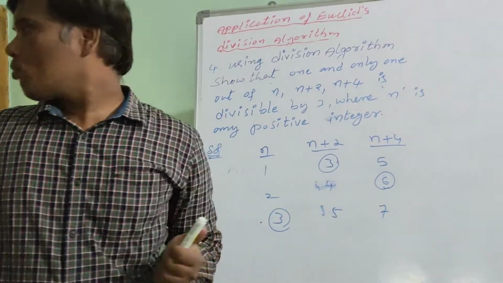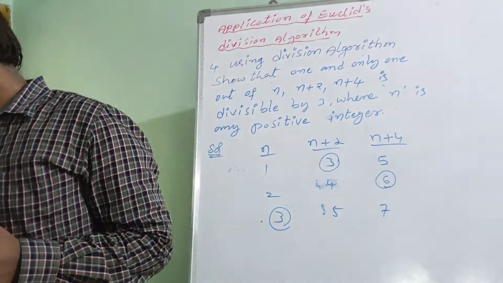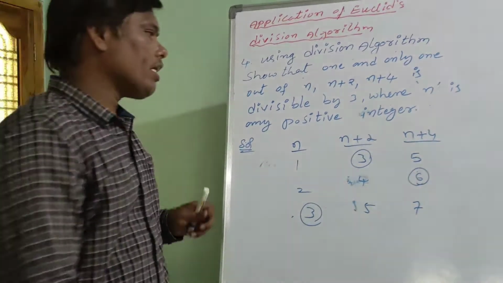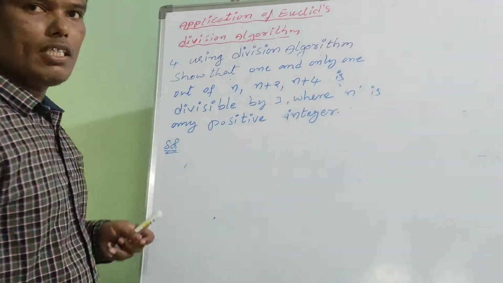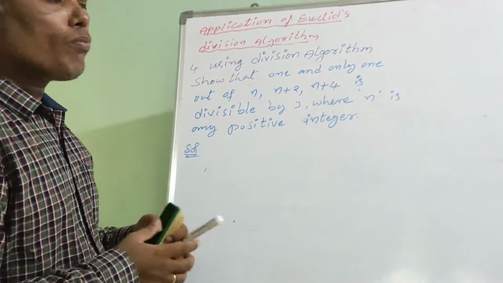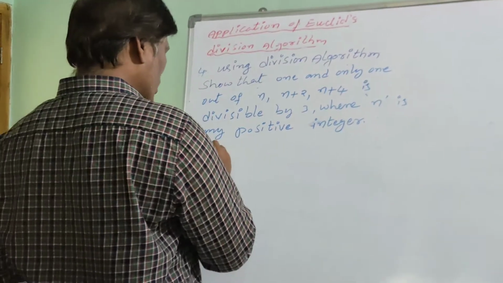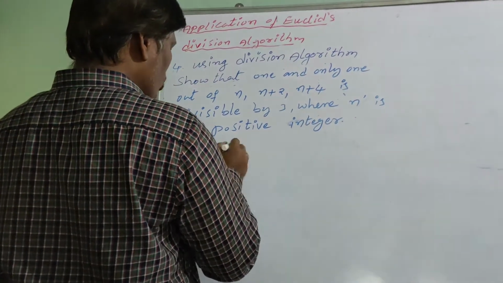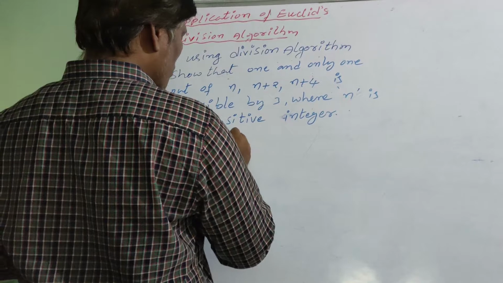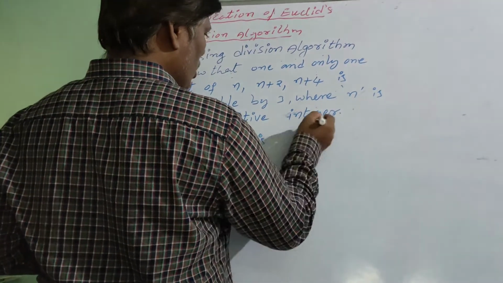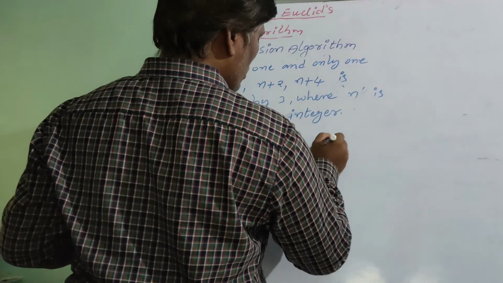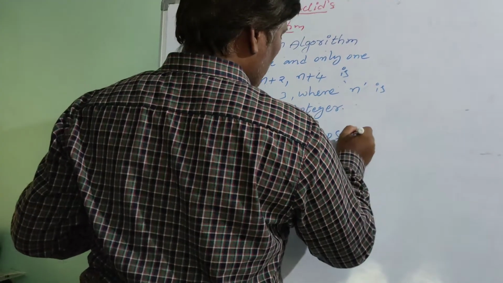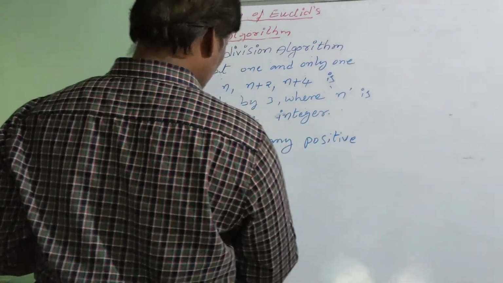But we have to prove it in a proper way, in a constructive method. How do we write the proof? By using Euclid's division algorithm. Let us see. I hope you understand the statement now. Let us see the proof. How do we write? Let n be any positive integer. They only gave that: let n be any positive integer here.